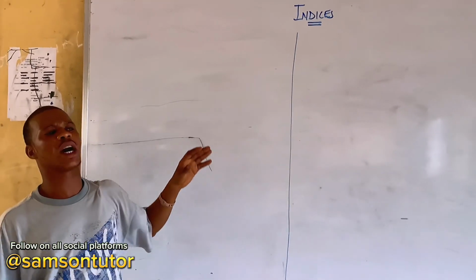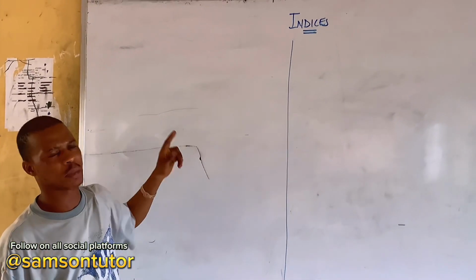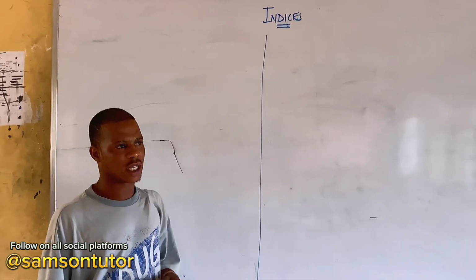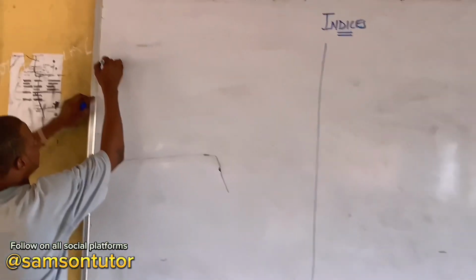Now, after this, before we look at some examples, I need to let you know some hints on indices, apart from the seven laws of indices. Now we have notes.